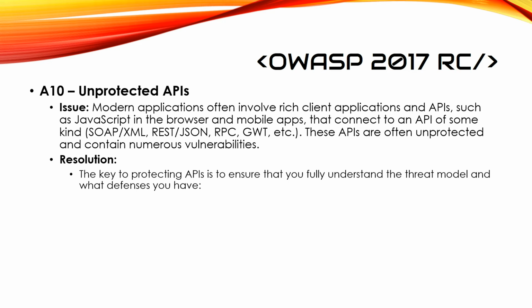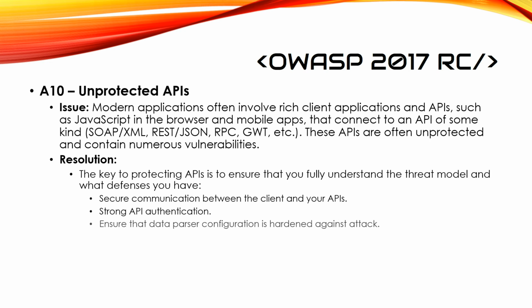So the key to protecting APIs is to ensure that you fully understand the threat model and what defenses you have. Secure communication between the client and your APIs. Strong API authentication. Ensure that data parser configuration is hardened against attack. Access control scheme for APIs. Protect against injection of all forms.